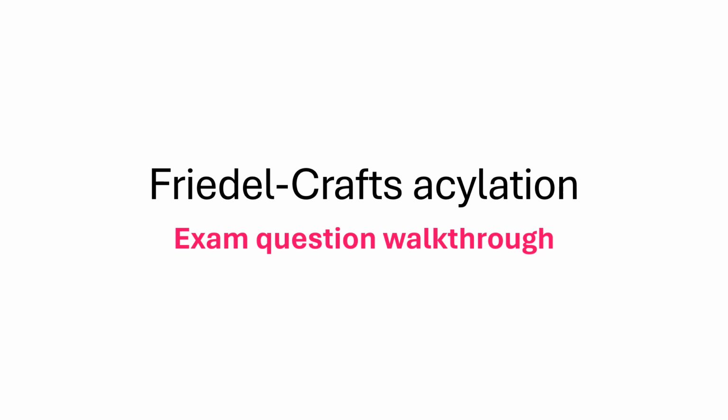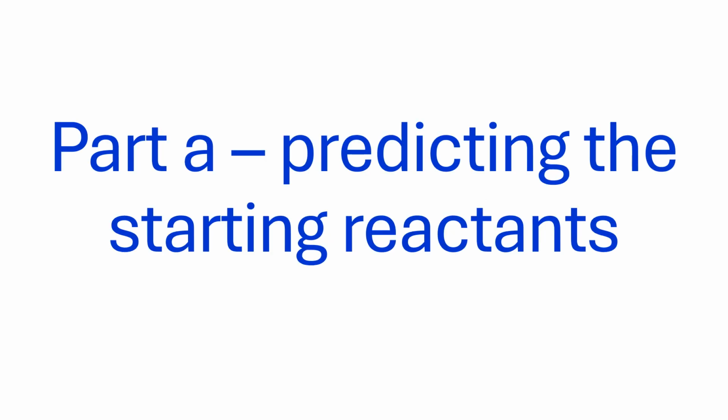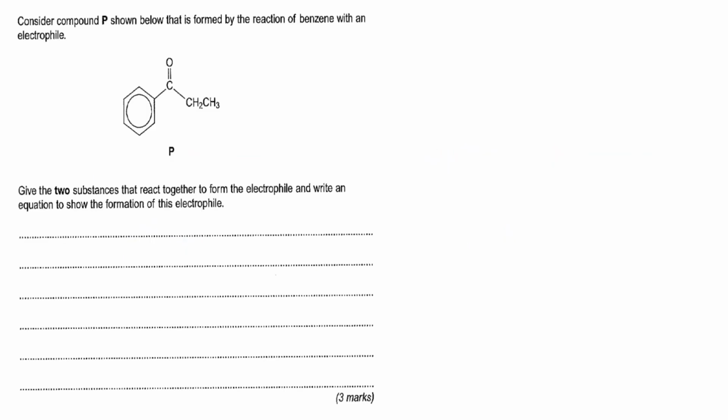Hello there, and welcome to this quick clip going through a Friedel-Crafts acylation typical exam question. So the first part is going to ask you to predict the starting reactants. It asks you to consider compound P, which is formed by the reaction of benzene with an electrophile. They want the two substances that react together to form the electrophile and an equation to show its formation.